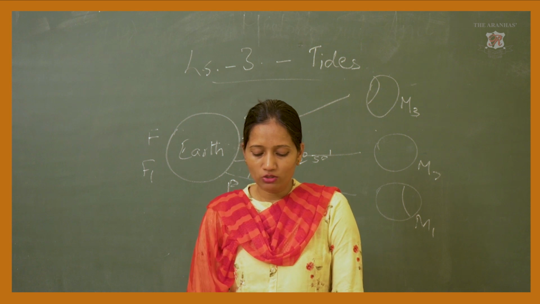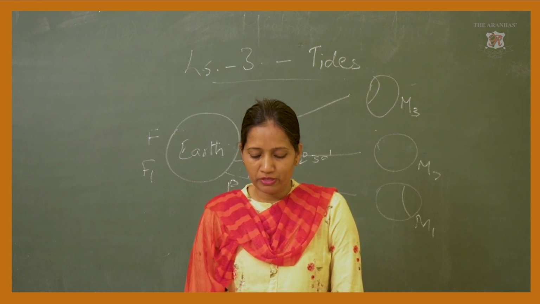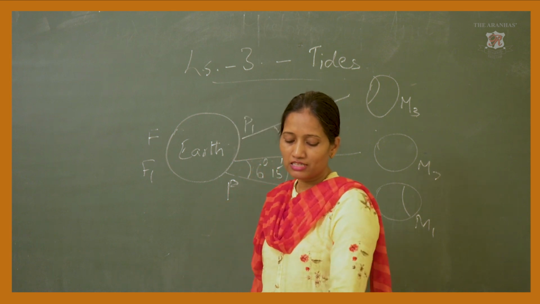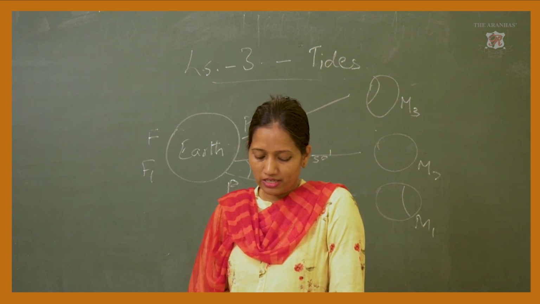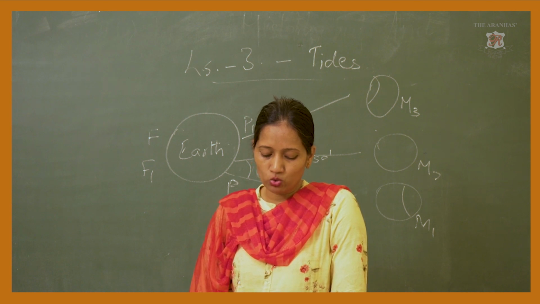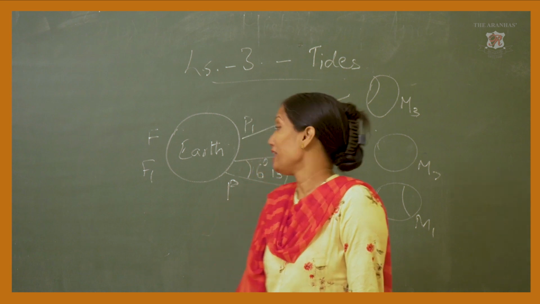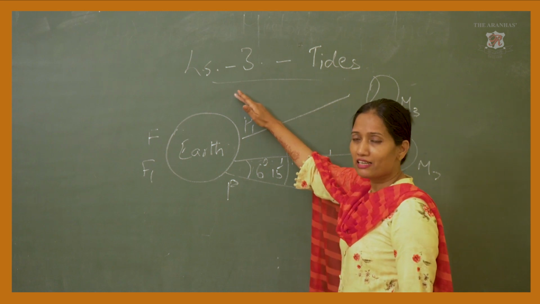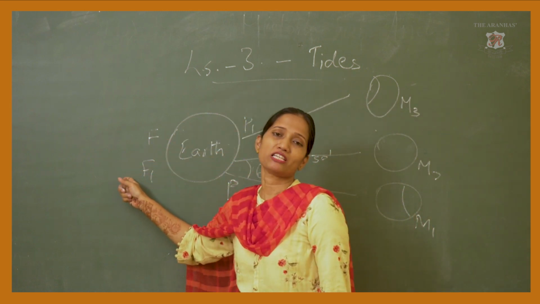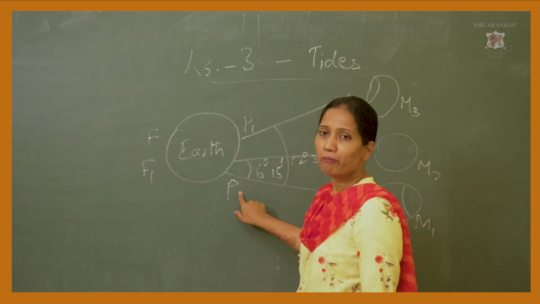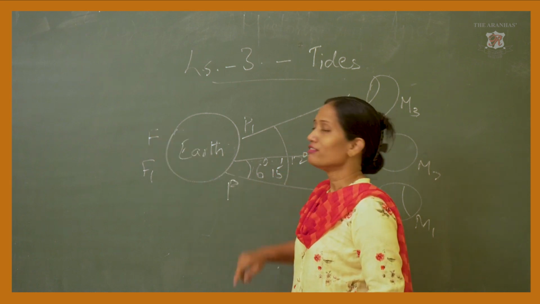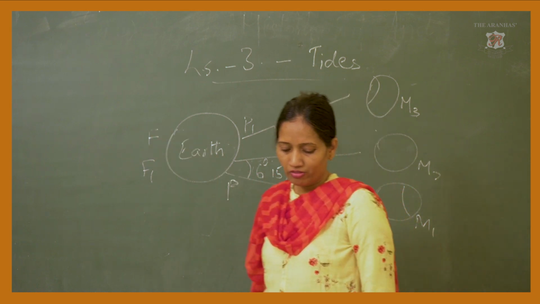Later again, after 12 hours and 25 minutes, point P1 will experience high tide as it comes in front of the moon. There will be high tide at F1 as shown in the figure. There are high tide and low tide twice a day, generally in 24 hours. The time difference between two tides is 12 hours and 25 minutes. So after P, if it goes to P1 and the high tide occurs over here, then F1 also experiences high tide. In the meantime, P will experience low tide and F will also experience low tide. This is what it is trying to say.